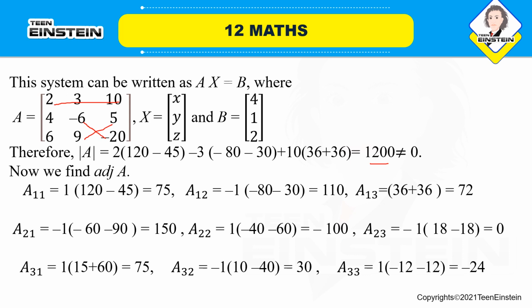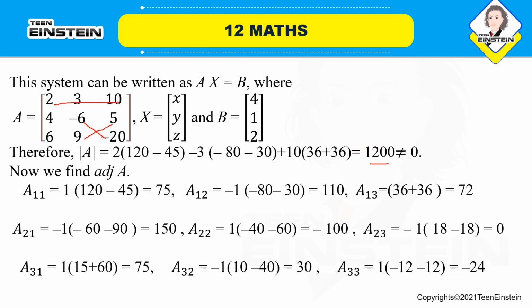What is the cofactor of small a11 here? Capital A11. So this is 1 into 120 minus 45, it is 75. Cofactor of small a12 is capital A12. For this one you will have a minus sign. So minus 1 into minus 80 minus 30, it is plus 110. Cofactor of small a13 is capital A13. For this one we have a positive sign. So 36 plus 36, 72.